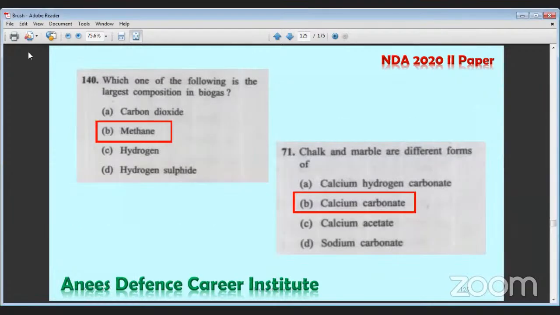Next question, please. Which one of the following is the largest composition in biogas? Carbon dioxide, methane, hydrogen sulfide. This is a very simple question. Chemistry basic ही आता है. Yeah, absolutely. But basic में भी you have to get those things done. This is a question where you don't even need to think.